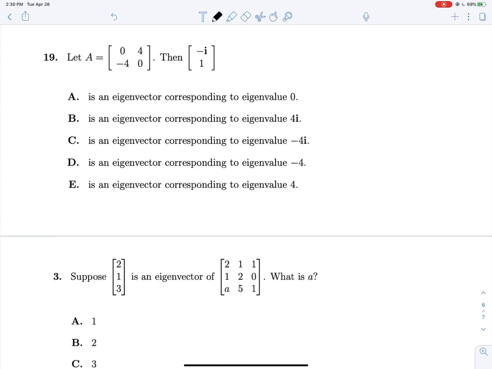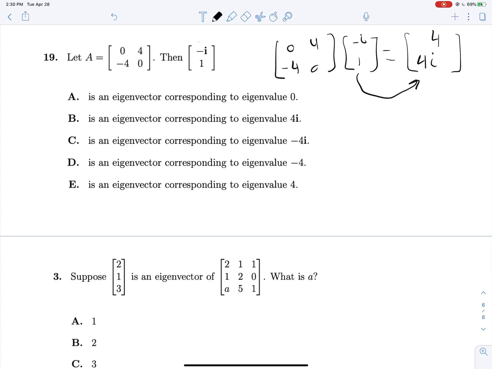Number 19, same thing that we were doing earlier. We can just multiply this matrix for the transformation by this vector, and assuming it's along an eigenvector, it will be scaled by a certain value, and that value will be the eigenvalue associated with that eigenvector. So [0, -4; 0] multiplied by (-i, 1) will give us 4i. So the value we need to multiply 1 by to get 4i is exactly that, 4i, so there's our answer.